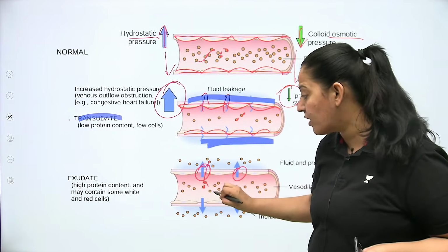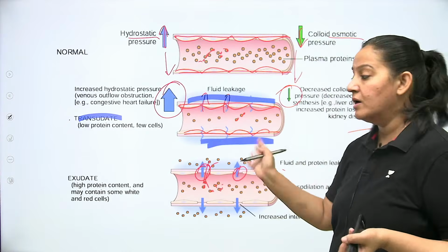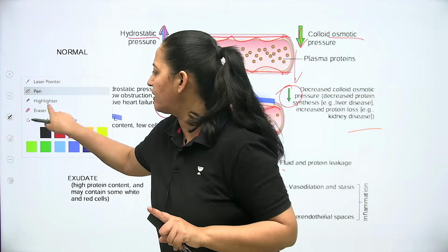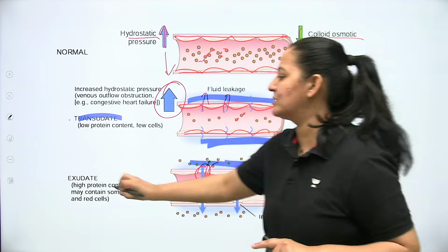Along with it, protein is also coming. Oh my God, protein is also coming. So in the edema, in the background, you are noticing two things. What are the two things? Number one, fluid, and number two, protein. So this edema is known as exudate.